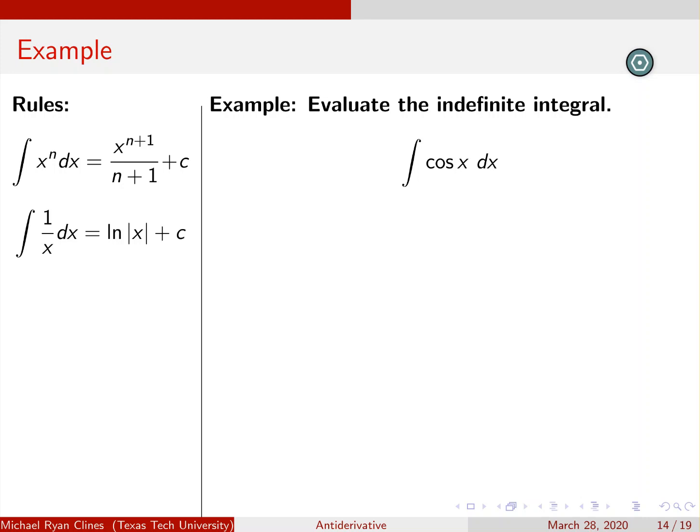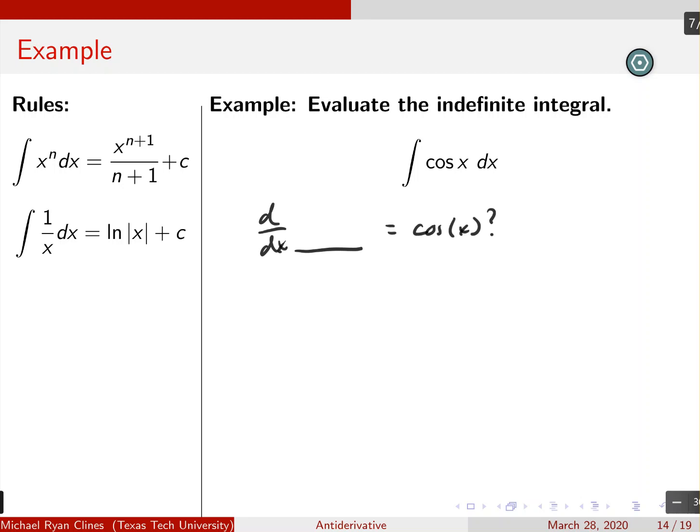We were given a trig function. We could take the derivative of it and end up with another trig function. Now we have to go the other way. So to evaluate the integral of cosine of x dx, what we have to ask ourselves is this. The derivative of what is equal to cosine of x? So let's write that down. So the derivative of what is equal to cosine of x?